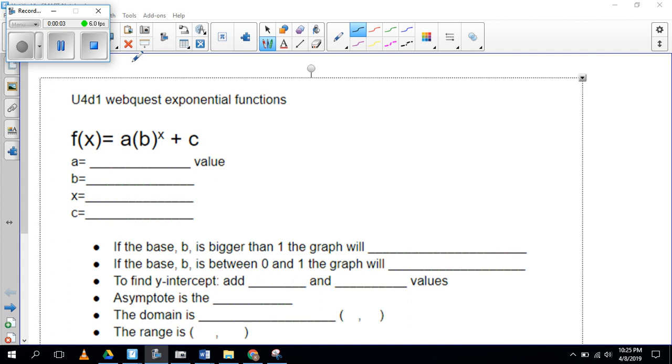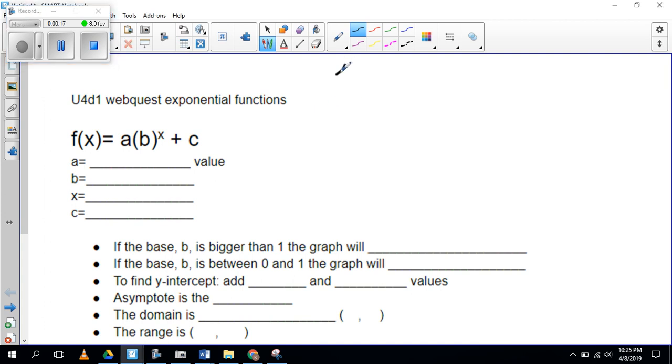Okay, this is Unit 4, Day 1 Web Quest. We're going to be working with exponential functions. Exponential functions are nothing that we have really worked with yet, but this is kind of how they look when you graph them.